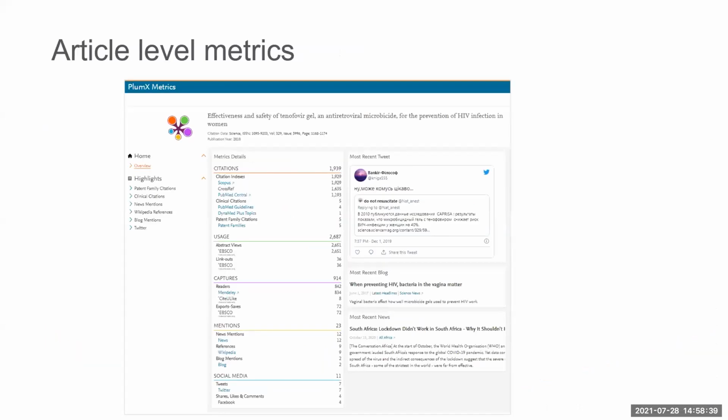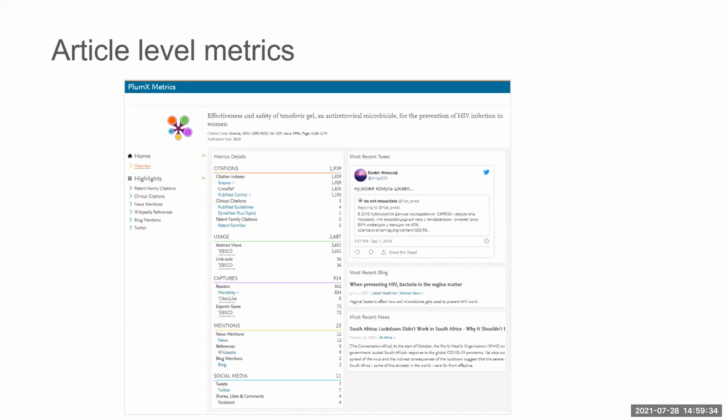Moving on to article level metrics. Article level metrics tell us something about the interest in a specific article. This is one of the articles, I hope you can see it well, and it is quite interesting that one of the articles of Professor Abdul Karim really indicates that it has high academic impact. It's been cited a lot in international indexes, but it has also been very active on social media platforms. Usage indicators are things like clicks, views and downloads. There are captures indicating that it's been bookmarked or added to favorites. There are mentions, such as blog posts and news mentions.